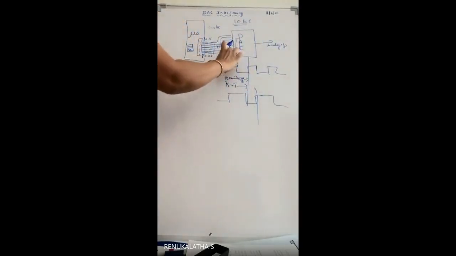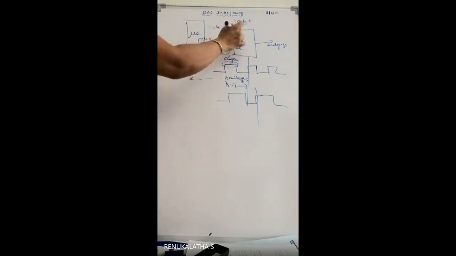What is the input that it is taking? Input is applied in the form of bits. So how many bits can you apply? That depends on the capacity of the DAC. Some DACs will be converting 8 bits, some DACs will be converting 10 bits, some DACs will be converting 16 bits. So this DAC, whatever you are studying in your lab interface, has 10 bits.